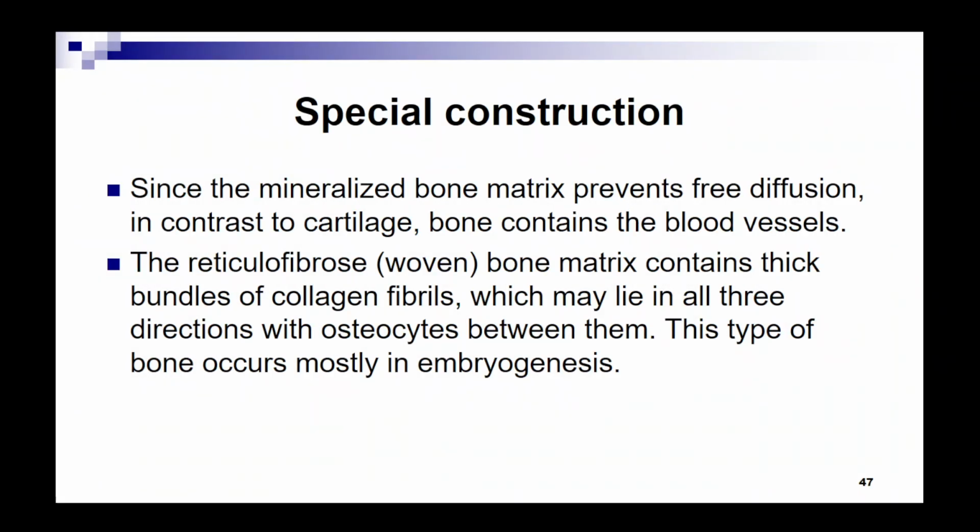A special construction, since the mineralized bone matrix preserves free diffusion, in contrast to cartilage. Bone contains blood vessels. It's very important. Maybe you know from anatomy Volkmann's vessels and of course the Haversian system of vessels. The reticular fibrous woven bone matrix contains thick bundles of collagen fibers, which may lie in 3 directions with the osteocytes between them. This type of bone occurs mostly in embryogenesis.